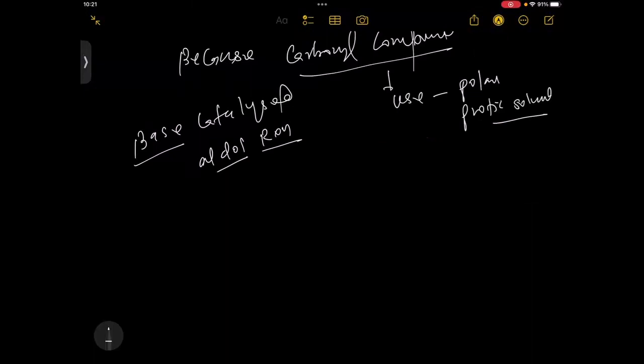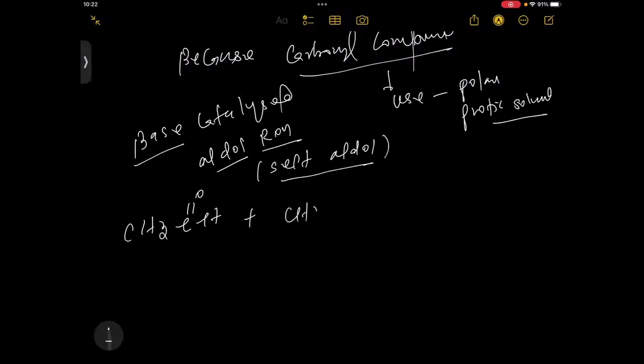See here. First, we don't go to the mechanism, because every time if we have a given question, we cannot go with the mechanism. So suppose you have CH3 C double bond O H, and one more compound I take the same, because we understand here self aldol. Again we take CH3 C double bond O H. So when we take NaOH and water, what happened?